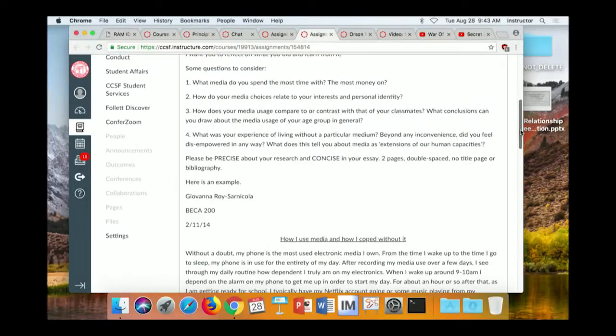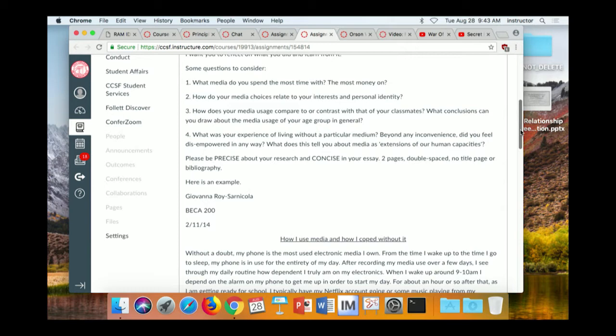So some questions you might want to think about in your analysis, because your analysis is what you're turning in. 2 pages, double spaced, there's no title page, there's no bibliography, because you're not reading anything here, you're just working off of your observations about what you did. So in your 2 pages, you might look at what media you spend the most time with, and also what you spend the most money on. They might be the same, they might be different.